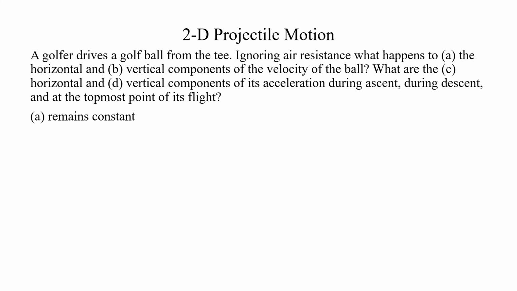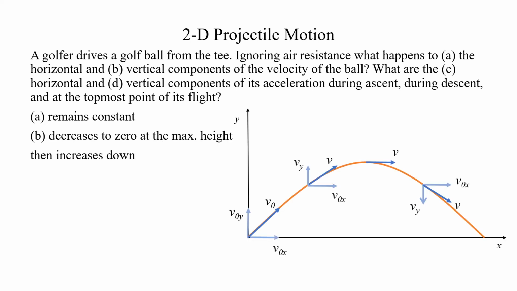So part A, the horizontal component of the velocity remains constant. Since the acceleration is only in the vertical direction, it cannot affect the horizontal velocity, so the horizontal velocity remains constant. So what about the vertical component of the velocity? Well, that's exactly the same as if we threw the ball straight up. So on the ascent, it's going to slow down, eventually run out of speed and become 0 at the maximum height, and then the velocity increases on the way down.